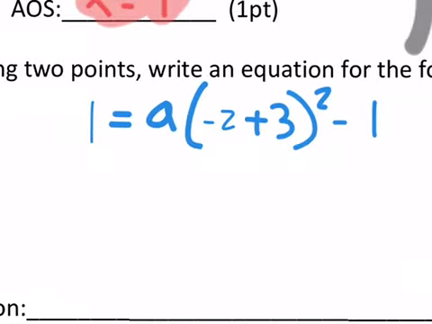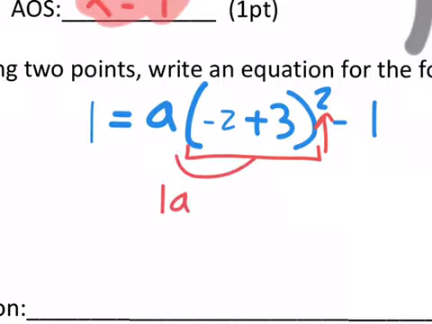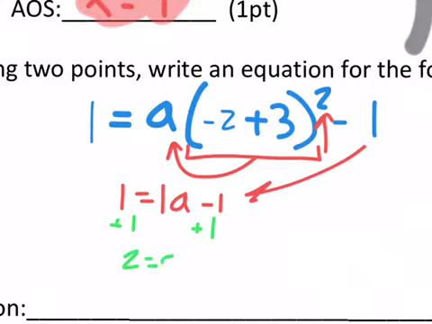Now you may see that the only variable we're missing is a. We're going to be able to solve for that mathematically. So here's how we would do it. We've got negative 2 plus 3 is 1. 1 squared gives me 1, so I've got 1a, because all this eventually multiplies by a. 1a, and then this minus 1 is equal to 1. Add 1 to both sides. And we would get that 2 is equal to our a.